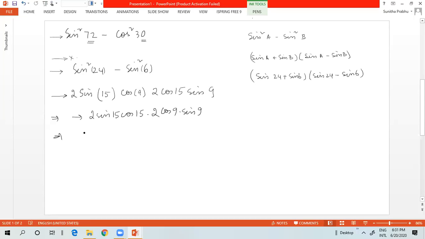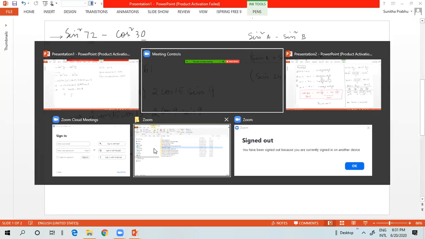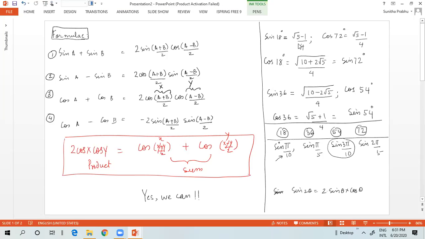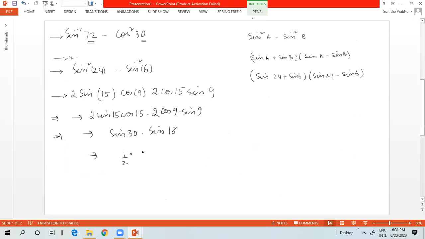Very good. That means this is sine 2 theta, sine 30, and this is sine 18. Sine 30 we know as half. And sine 18 we know the value: root 5 minus 1 by 4. Good job.